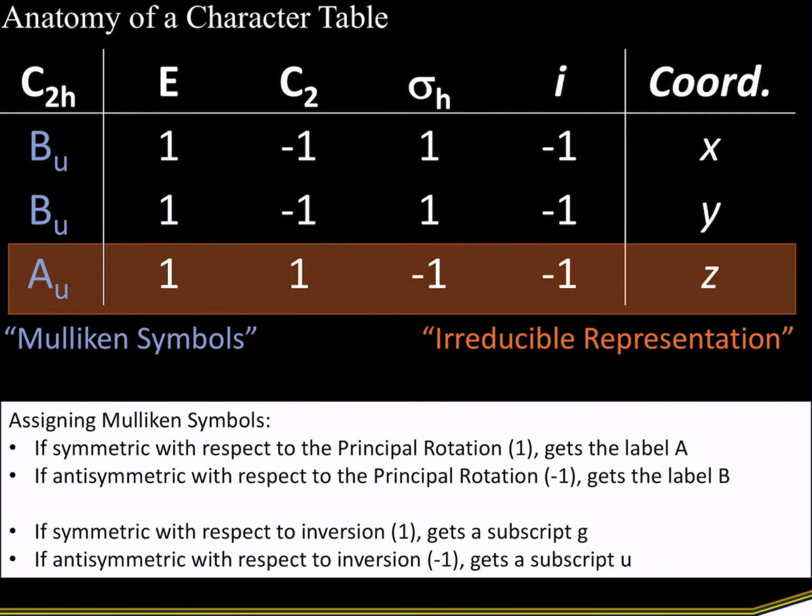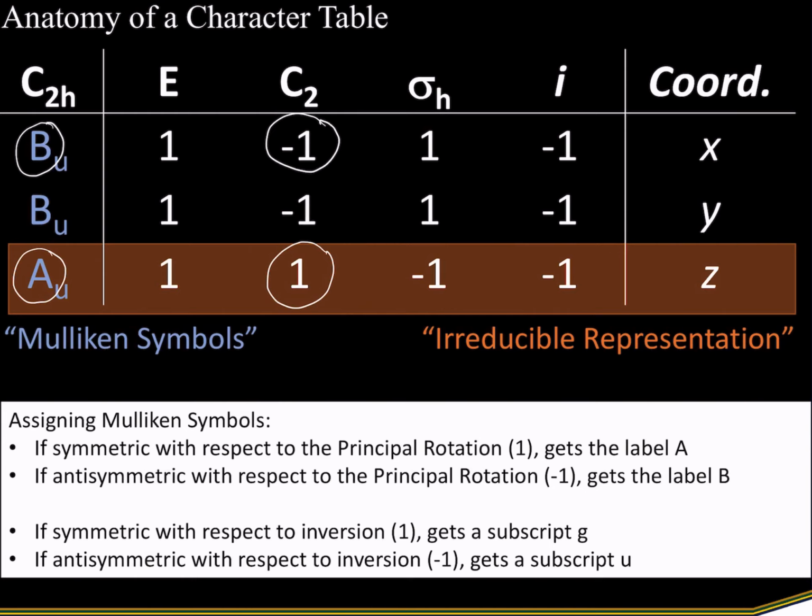Now, there's a simple set of rules that help us derive these Mulliken symbols. So the first step is to identify our principal rotation. If our principal rotation is a -1, then the Mulliken label is a B, and it starts with a B. If our principal rotation is a +1, then the Mulliken symbol is an A. So that's the very first step for assigning our Mulliken symbols, the names to these rows or irreducible representations in a character table.